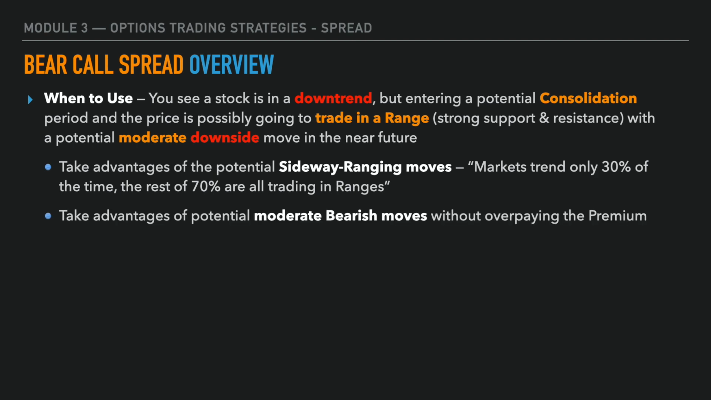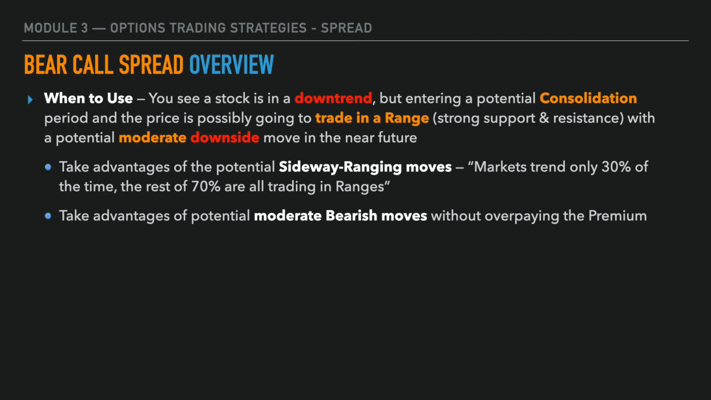Of course, when a stock is in a downtrend, the downside pressure over that stock is a lot higher than the upside pressure, meaning the probability of that stock making a further down move will be much higher than it reverses and goes up. The bear call spread can also take advantage of this potential moderate bearish down move in a stock without overpaying the put option premiums.